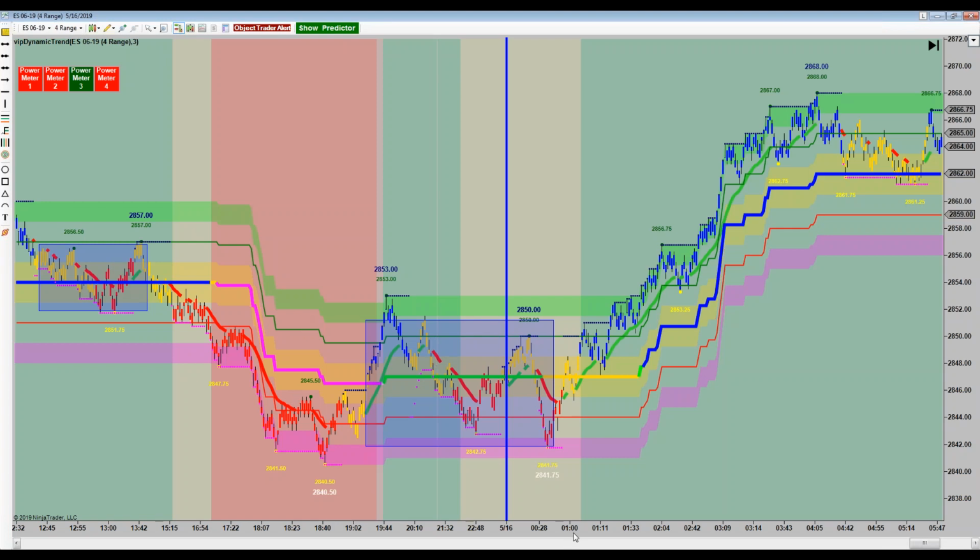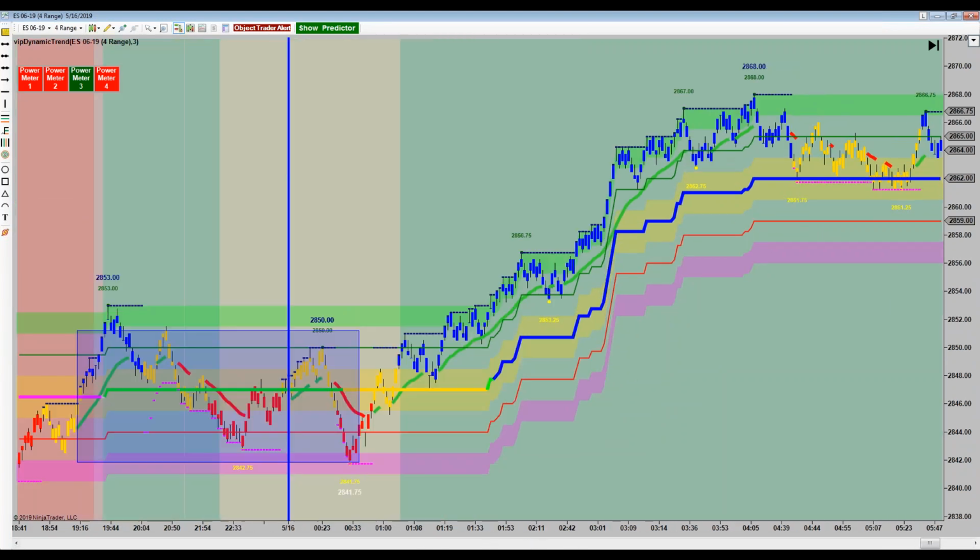So let's look at some examples of push and pullback, and then I'm going to get off of ES. We're going to talk about trade entries, and then we'll pull up some other charts, especially like crude. There's a lot of crude traders in here. I know that. Here's an example of a push right here.